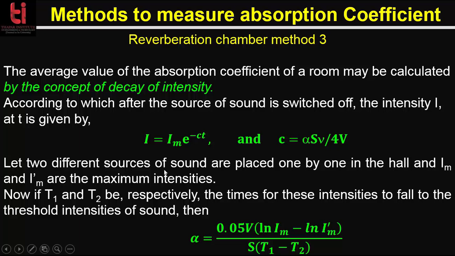Let's say two different sources of sound are placed one by one in the hall, and Im and I dash M are the maximum intensities for the two sources. Now if T1 and T2 are respectively the times for these intensities to fall to the threshold intensity of sound, then the absorption coefficient alpha is equal to 0.05 times V times the natural log of Im minus the natural log of I dash M, divided by S into T1 minus T2. When we use 0.05 here, the length is in feet, but when we use 0.161, the length is in meters.